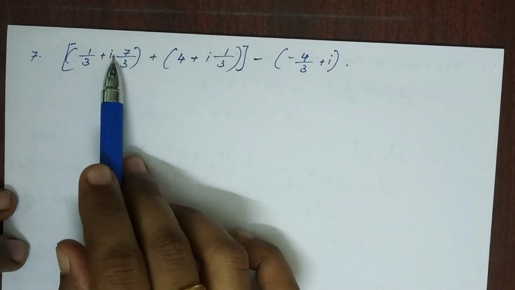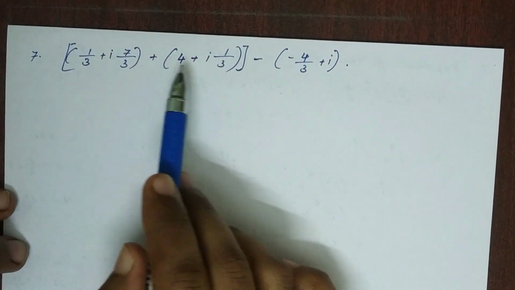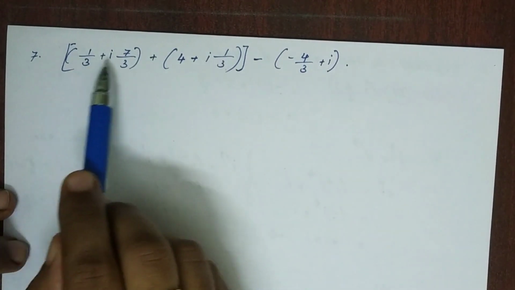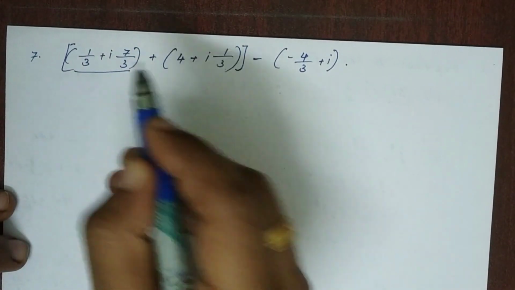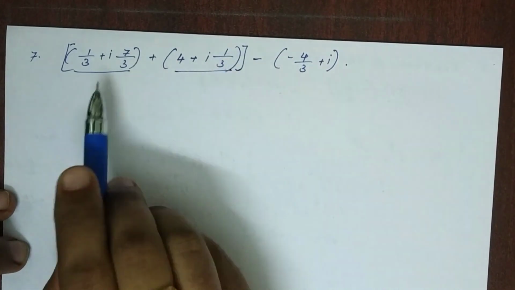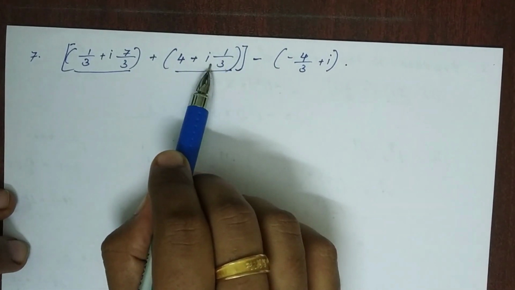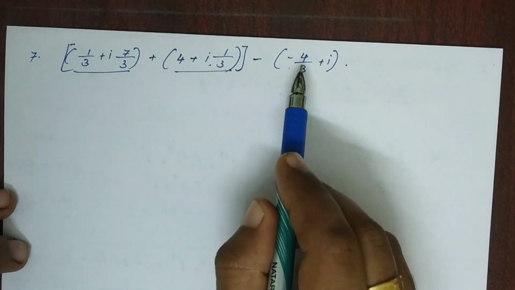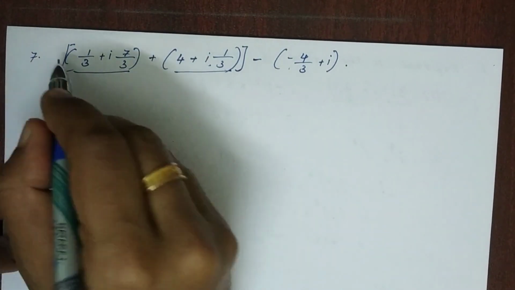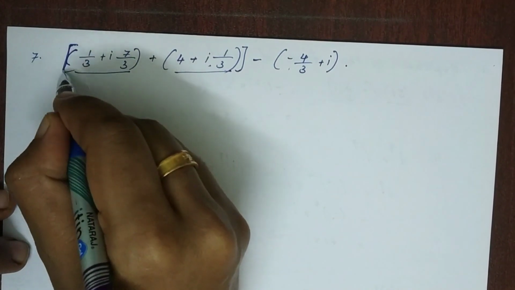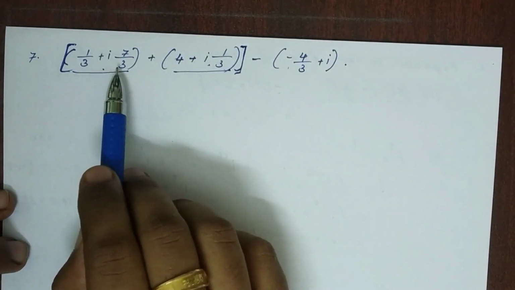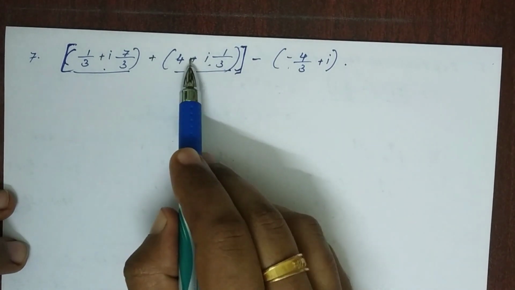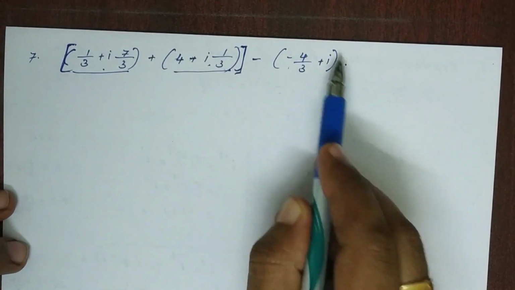1 by 3 plus i into 7 by 3 plus 4 plus i into 1 by 3 minus. First, this is one complex number and this is another complex number. Add these two complex numbers together. Then from the answer we get, we need to subtract this. There is a bracket here, and a square bracket is given. So, we will solve the square bracket. Then, we will solve the subtract.